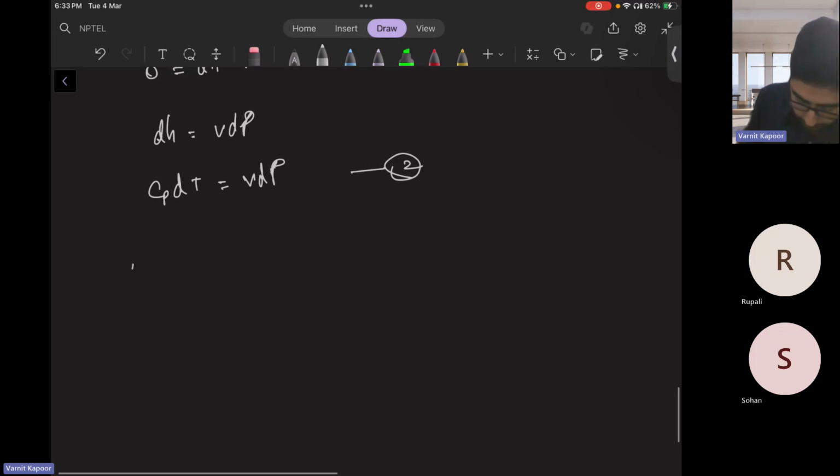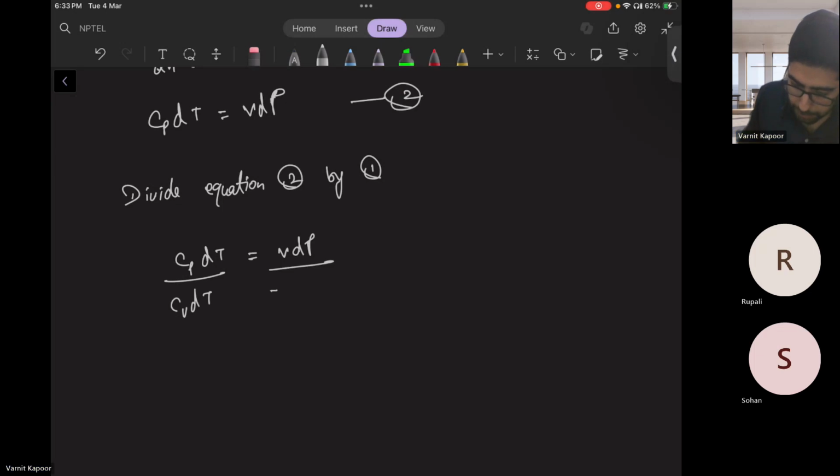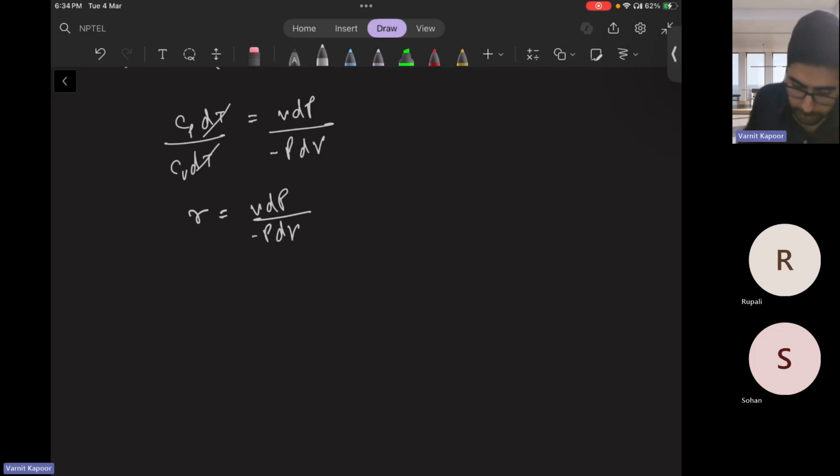Now we'll divide equation 2 by 1. So that is Cp dT divided by Cv dT is equal to VdP divided by minus PdV. The dT and dT cancel out, and you know that Cp by Cv is gamma only. So gamma is equal to VdP divided by minus PdV. Rearrange them, transpose. So gamma times dV by V is equal to minus dP by P.